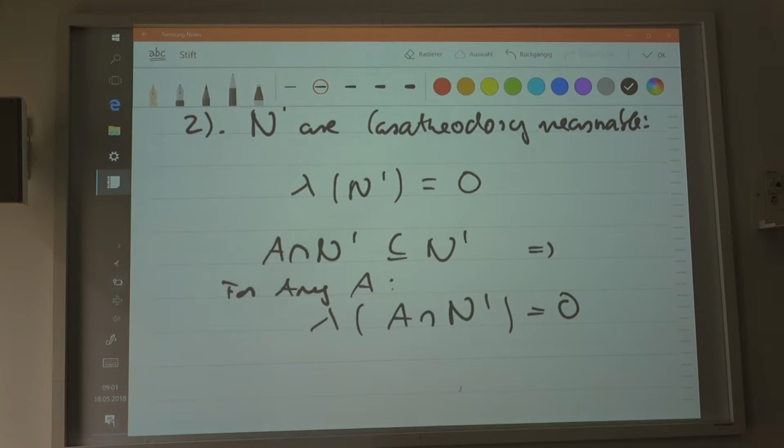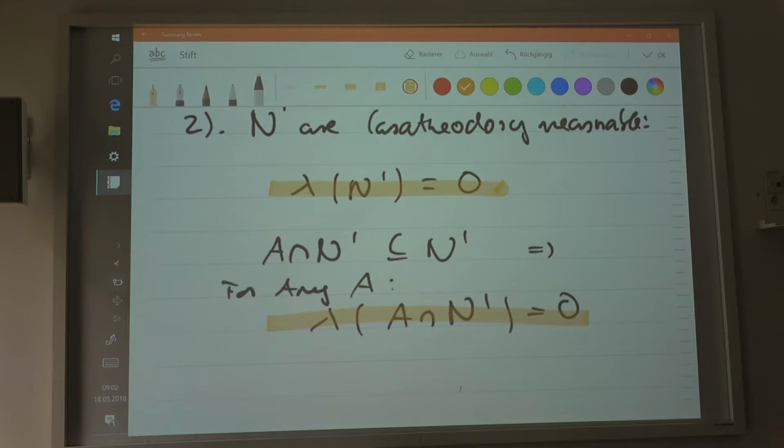So if the image of N prime is zero, then we automatically have that the image of the intersection of any set from the power set of omega and N prime must also be equal to zero, because the intersection is also a subset of N prime. So that must also have the outer measure zero, because it's a subset of that. Any subset of a set that has a zero image also has an image of zero.